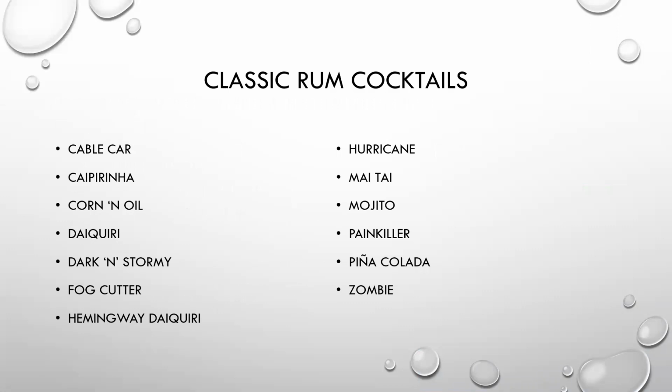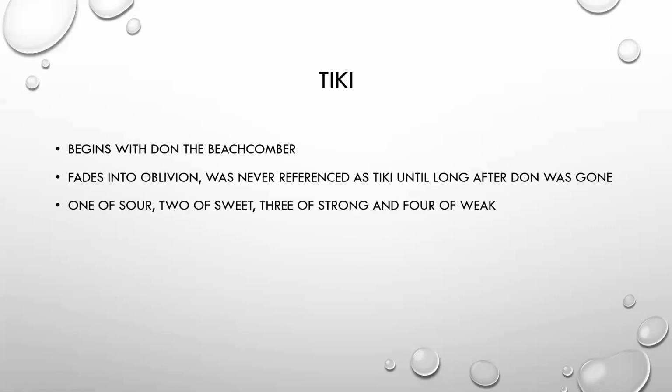Handful of classic rum cocktails. You'll see a lot more depth here than what we typically find with, say, vodka earlier. We didn't really go over the gin ones. We probably need to add that into this presentation. Classic rum cocktails include the cable car, caipirinha, the corn and oil daiquiri, dark and stormy, the fog cutter, the Hemingway daiquiri, hurricane, Mai Tai, mojito, painkiller, pina colada, and the zombie. I'll let you all do the research on how to produce each one of these. Always a fun thing to do whenever you're studying classic cocktails is seek them out, find places that you can drink them where they're well prepared in your region.